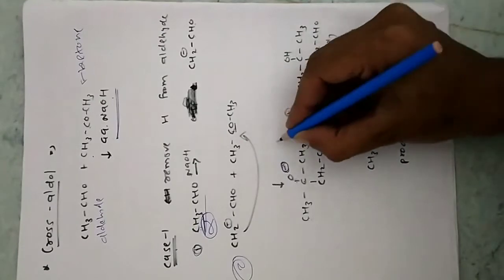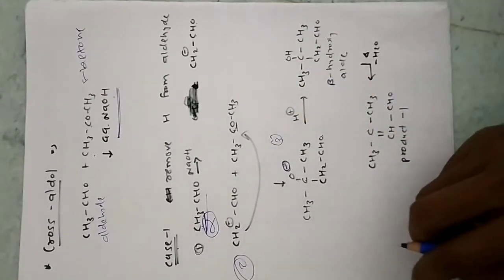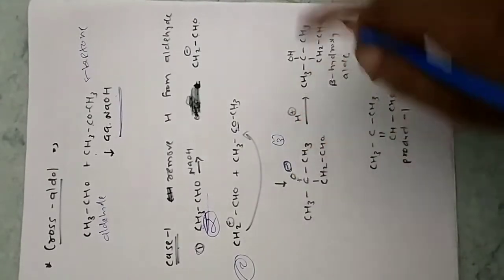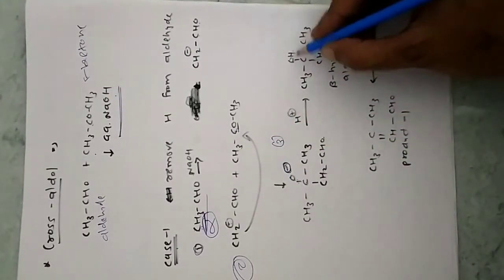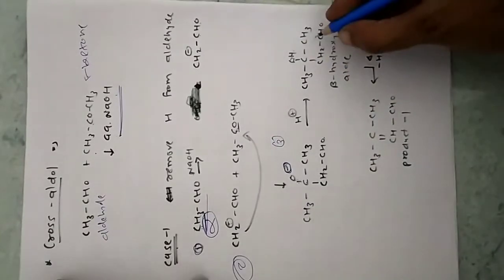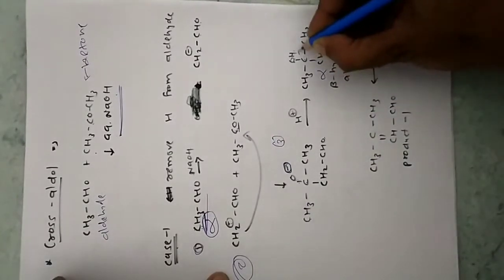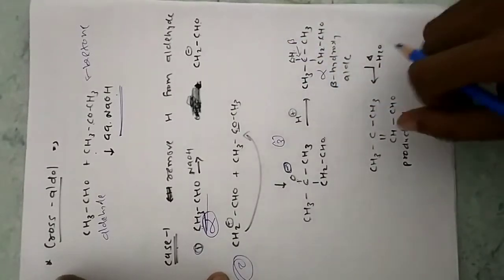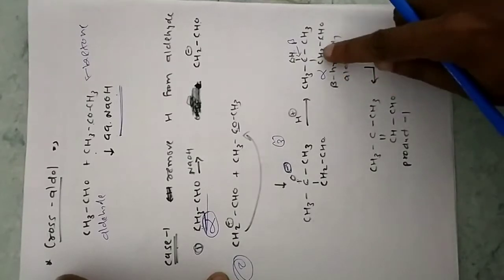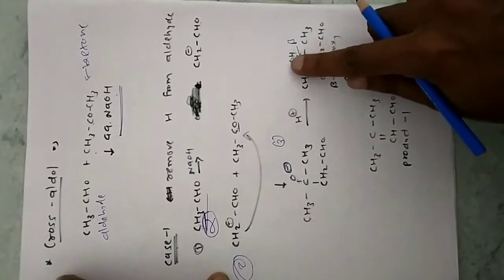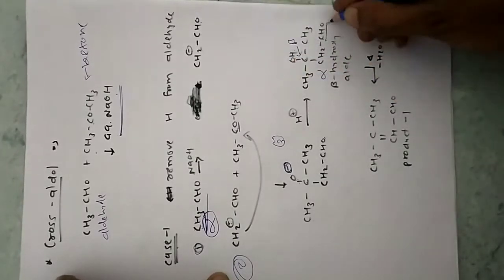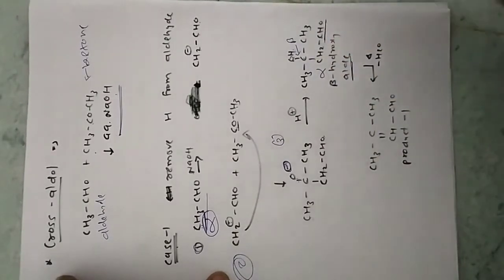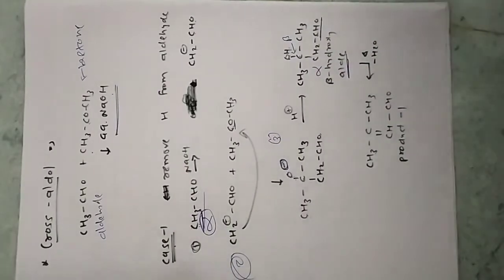In the next step, this one is our third step, H plus ion comes. H plus and O minus ion combine forming an alcohol group OH. Now you can see this one is the alpha carbon, this one is the beta carbon. So this structure is called beta hydroxy aldehyde, since on the beta carbon we have an OH group.